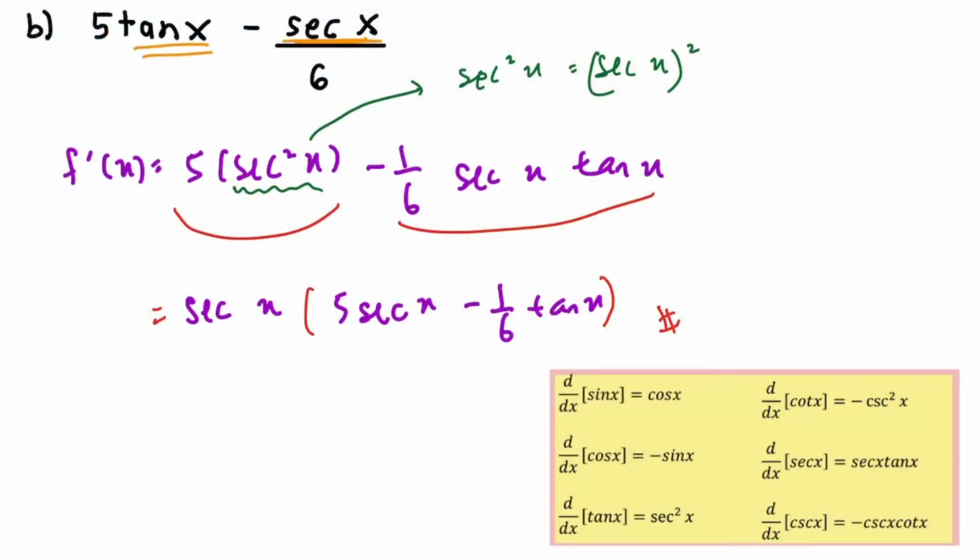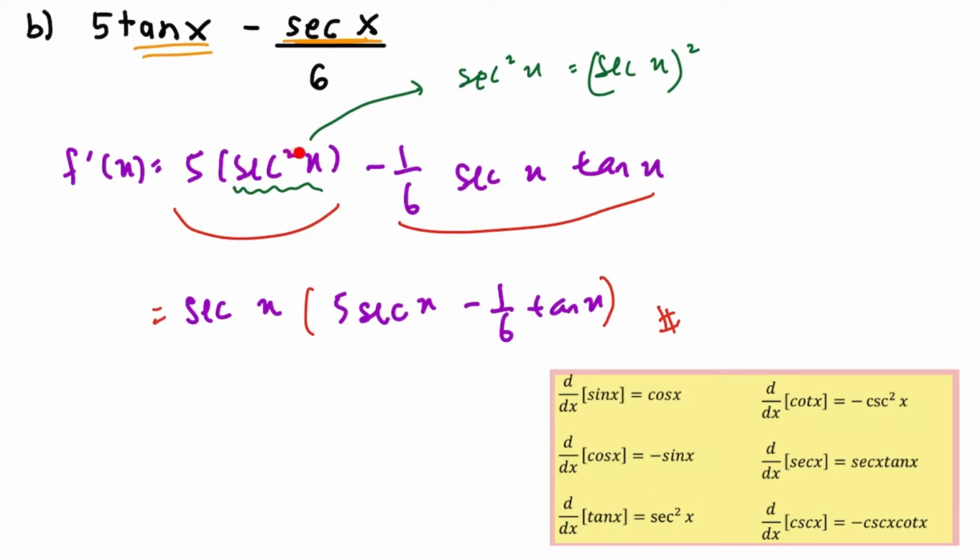Let's see question part B. You have 5 tangent x minus secant x over 6. So now let's differentiate this. Your f prime x is equal to 5, just rewrite back. We want to differentiate for tangent. So let's see here. The derivative of tangent is secant squared x.